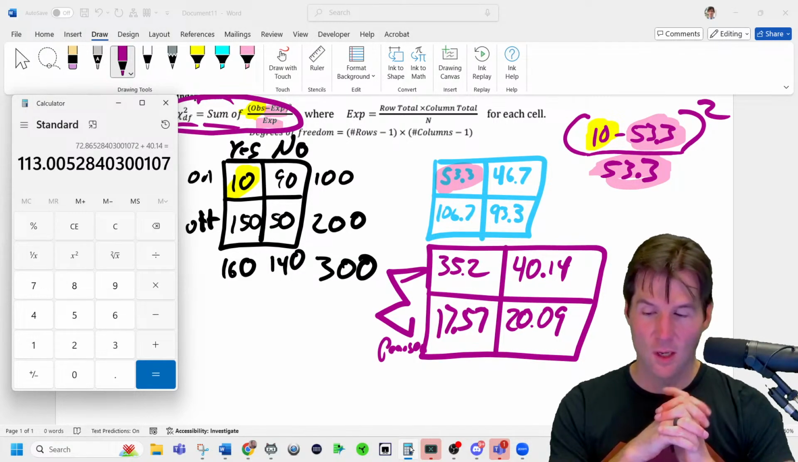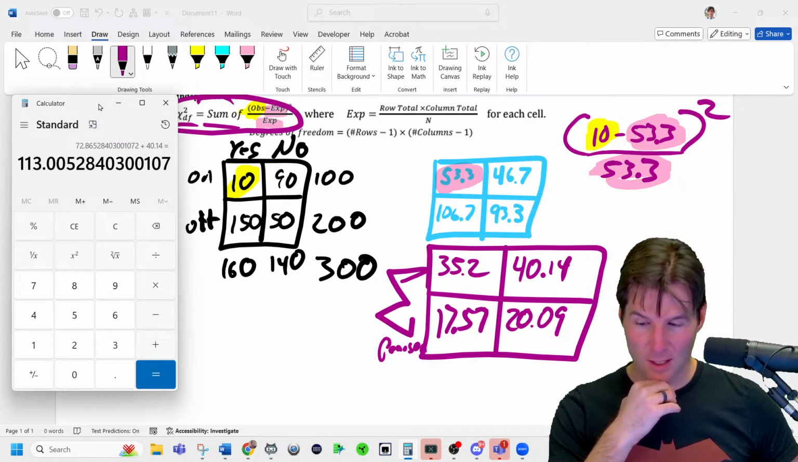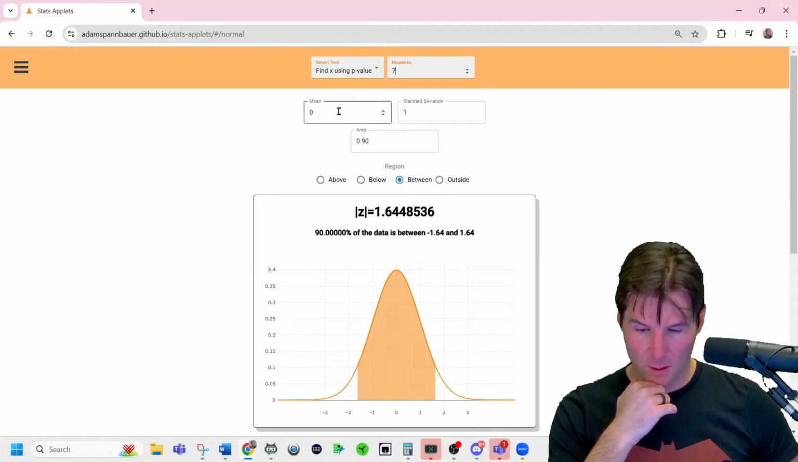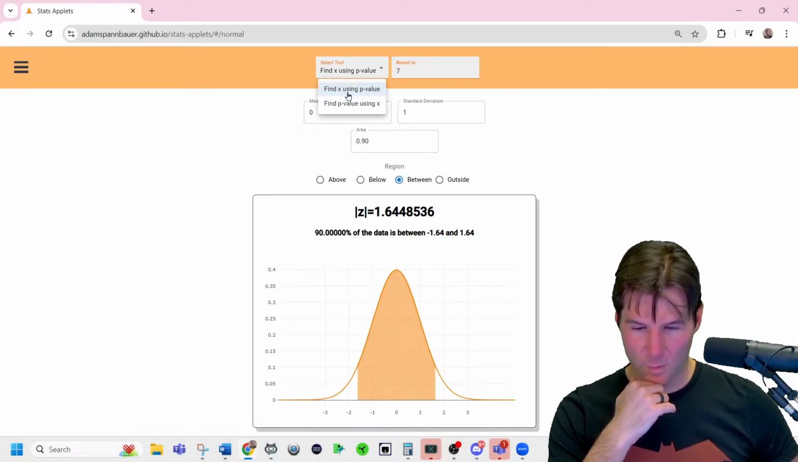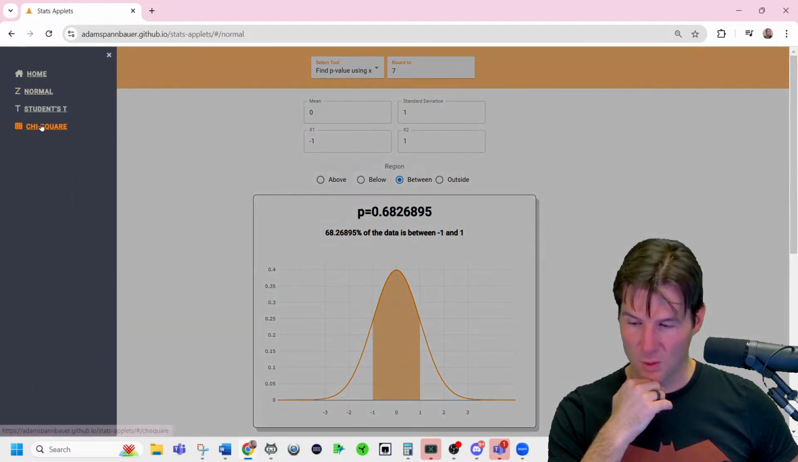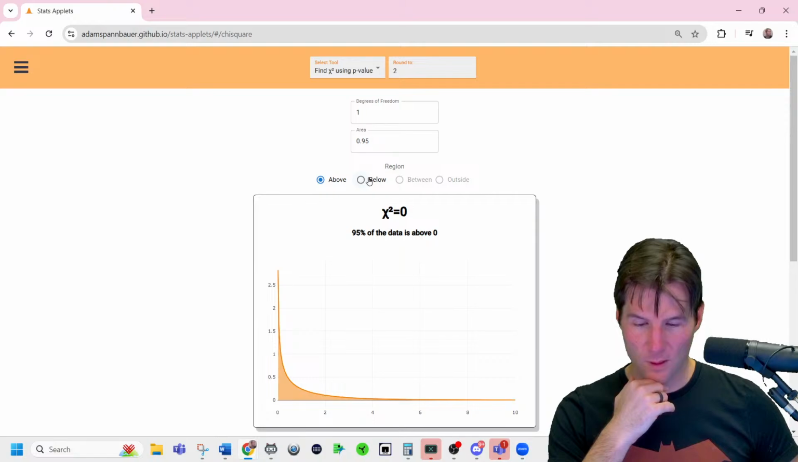Add them. The sum of the cell chi-squareds is the Pearson chi-squared test statistic. If I show you the way this looks, I think you should be able to tell me the p-value. The chi-squared has 1 degree of freedom. We're going to find the p-value using x. So we're not on chi-squared. Chi-squared over here, 1 degree of freedom.